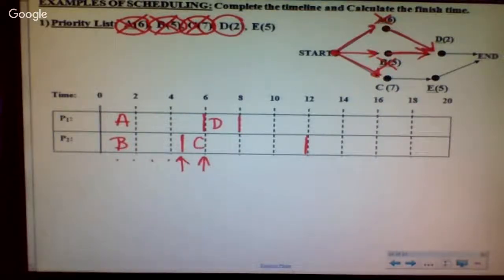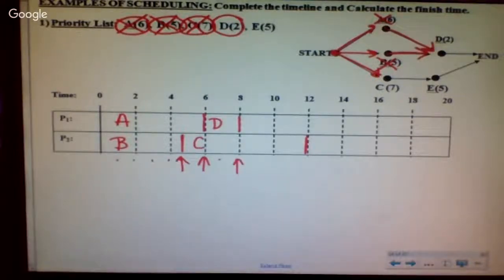I feel like we should assign E to P1 then, just because I don't want them to have all that time of doing nothing. You know what I'm saying? I do the same thing, but you don't have to. So at 7, everybody's working.